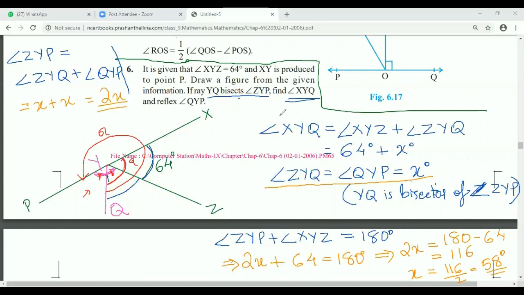Then angle ZYP is 116 degrees, and x, the half of this, is 58 degrees. So we are finding XYQ, as x we have solved as 58. We can continue the solution here: 64 plus 58 is equal to 122 degrees.